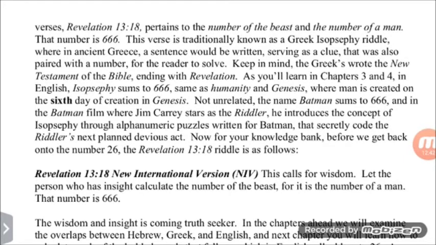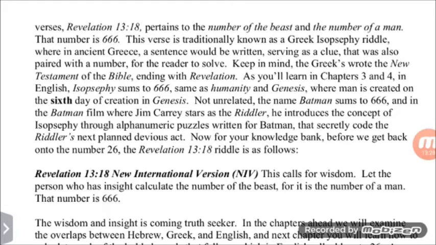This verse is traditionally known as a Greek Isopsephy riddle, where in ancient Greece a sentence would be written serving as a clue that was also paired with a number for the reader to solve. Keep in mind, the Greeks wrote the New Testament of the Bible, ending with Revelation. As you'll learn in chapters 3 and 4, in English Isopsephy sums to 666, same as humanity and Genesis, where man is created on the 6th day of creation. Not unrelated, the name Batman sums to 666, and in the Batman film where Jim Carrey stars as the Riddler, he introduces the concept of Isopsephy through alphanumeric puzzles written for Batman that secretly code the Riddler's next planned devious act.